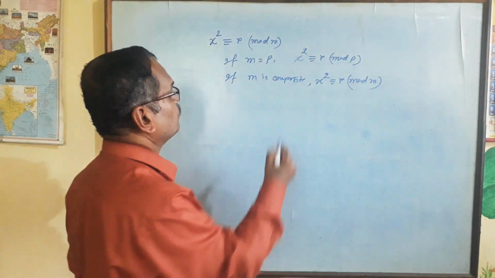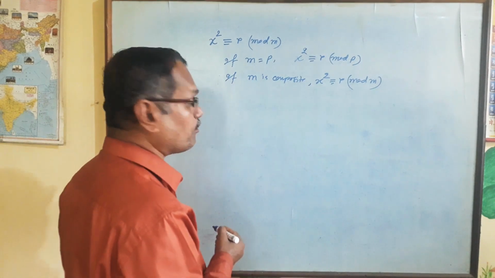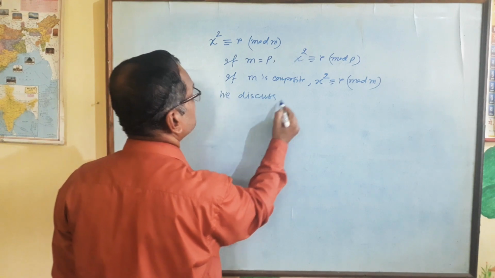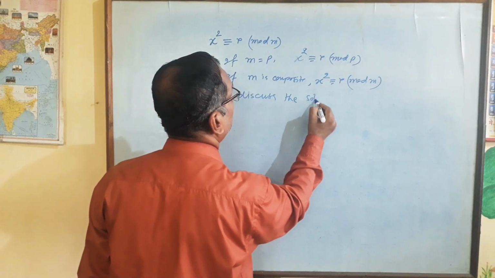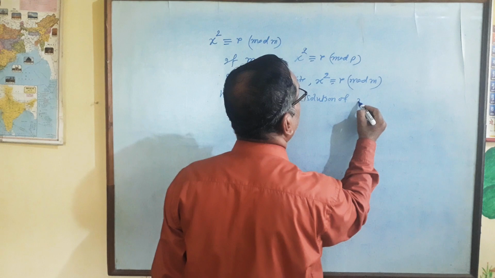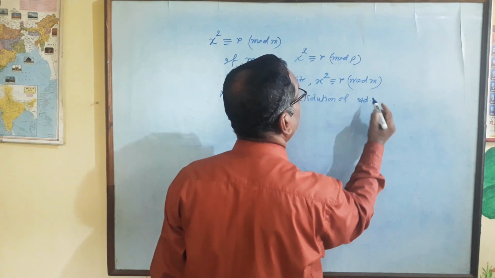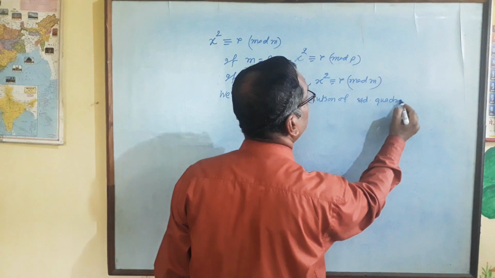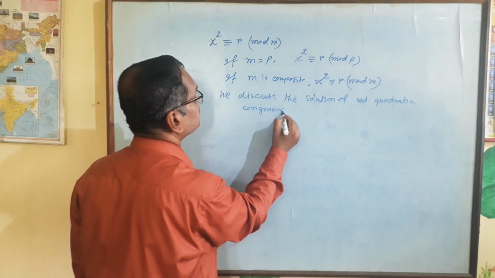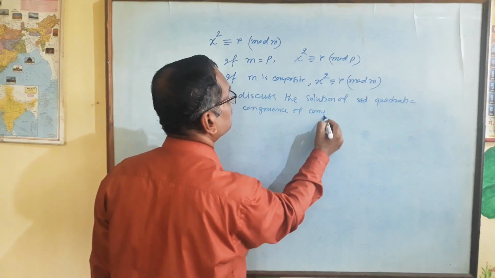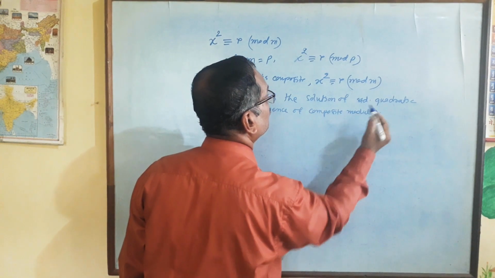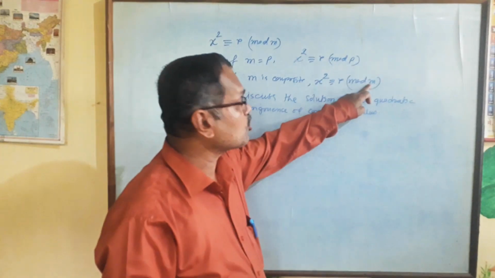Now, in that case, we consider the quadratic congruence of composite modulus. We discuss the solution of the standard quadratic congruence of composite modulus, meaning this modulus will be a composite number.